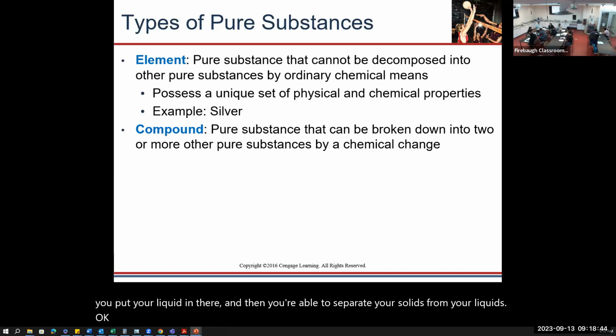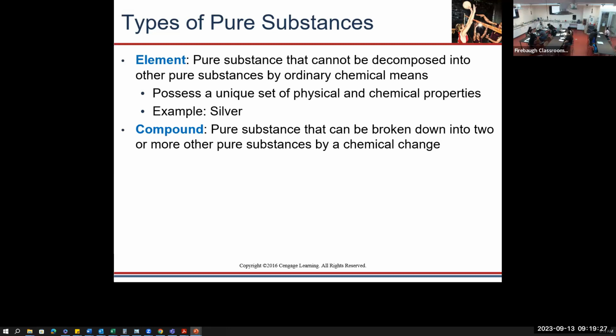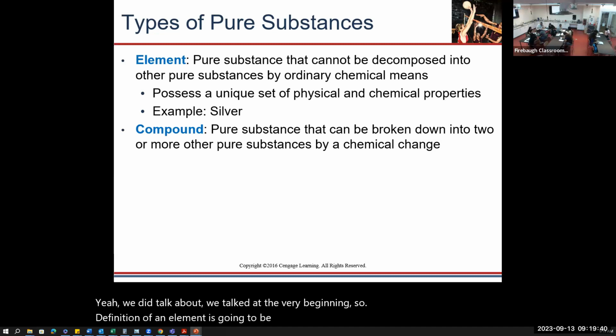Okay, so we know a pure substance can be elements or compounds. Did we talk about this? Yeah, we did, at the very beginning. The definition of an element is, let's say, one type of atom only.